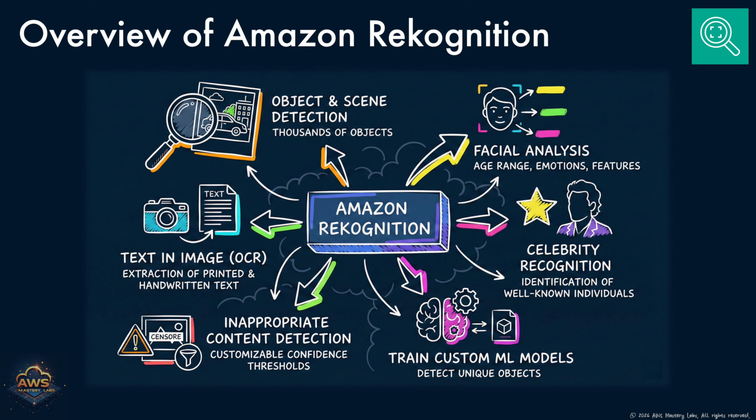When it comes to content safety, Rekognition offers automated content moderation. It can detect potentially unsafe or inappropriate content, like nudity or violence, using customizable confidence thresholds, helping businesses meet regulatory and community standards for user-generated content. Lastly, if your use case goes beyond what's available out of the box, you can use custom labels to train Rekognition to recognize objects that are unique to your business, like custom logos, specific tools, or specialized equipment, without needing to build your own model from scratch.